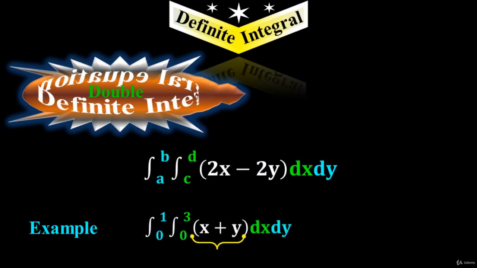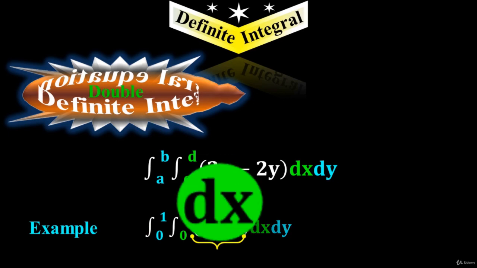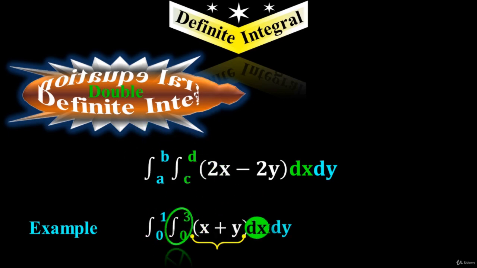We're going to integrate the given function first with respect to x, and we'll put the limits from 0 to 3, and then with respect to y, and we'll put the limits from 0 to 1. This is the procedure to solve the double integral equation.